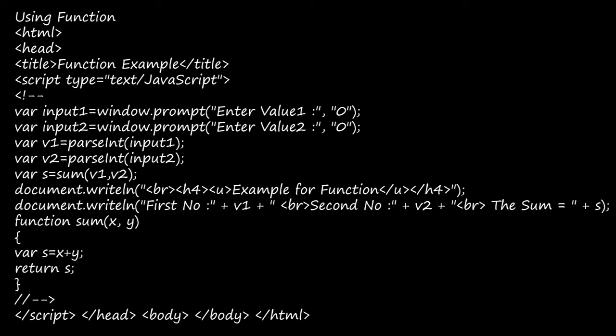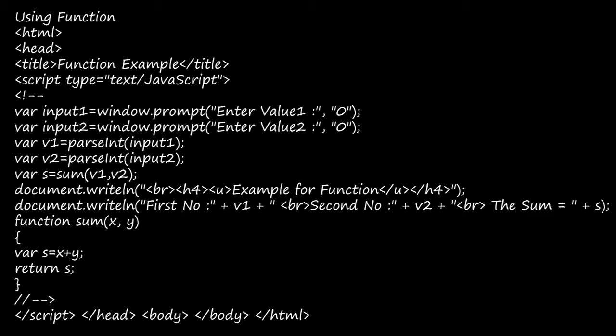Okay, here we have called the function, and the output: document.writeln, and inside the brackets, br. br means it is a break, so you will get it in the next line. Okay, br, h4, so you will be getting the heading in heading 4 size. Okay, and then u, so it is underlined, example for function, and then slash u, so all of that will be underlined, and slash h4, so all of that will be of heading 4 size.